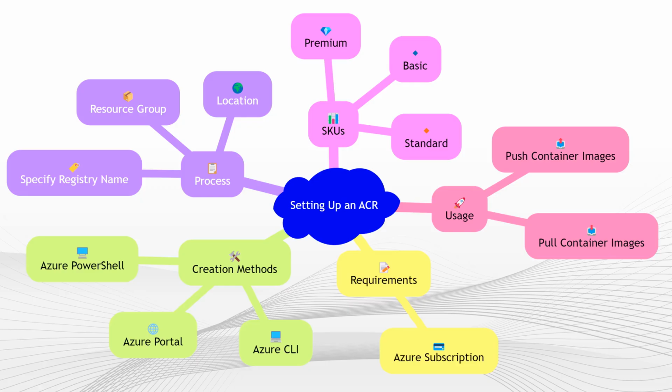To set up an ACR, you need an Azure subscription. You can create a registry through the Azure portal, Azure CLI, or Azure PowerShell. The process involves specifying the registry name, resource group, and location. You can choose from different SKUs, basic, standard, premium, based on your needs. Once created, you can start pushing and pulling container images to and from the registry.